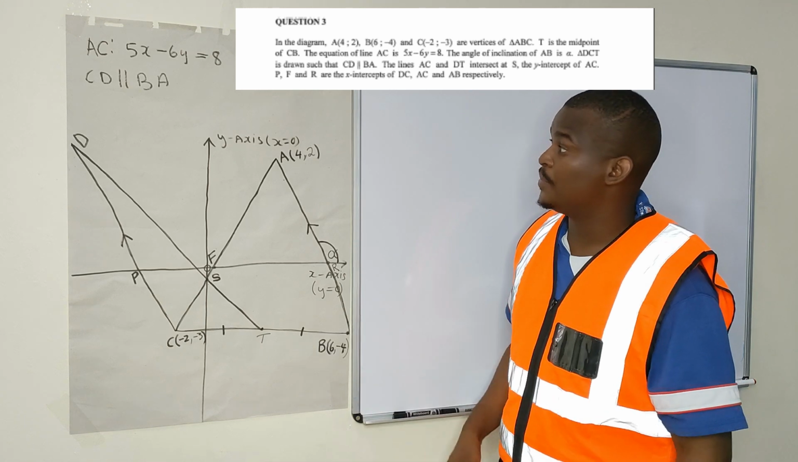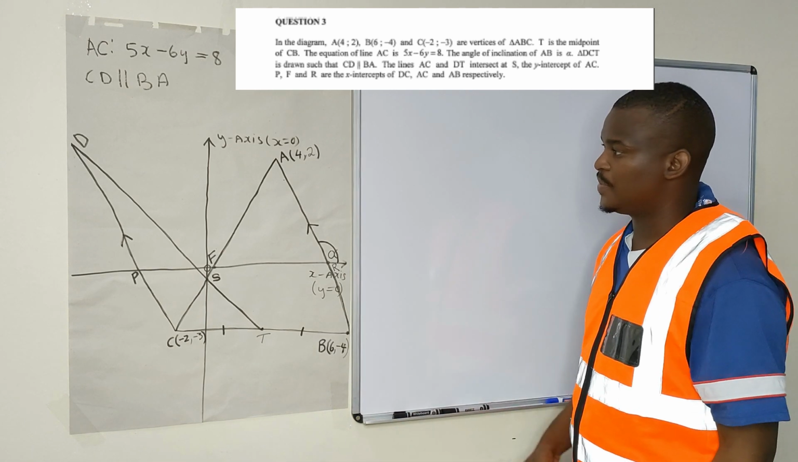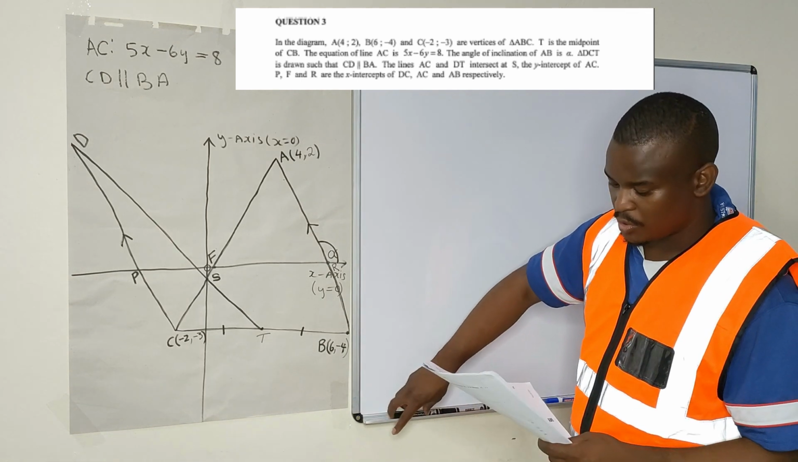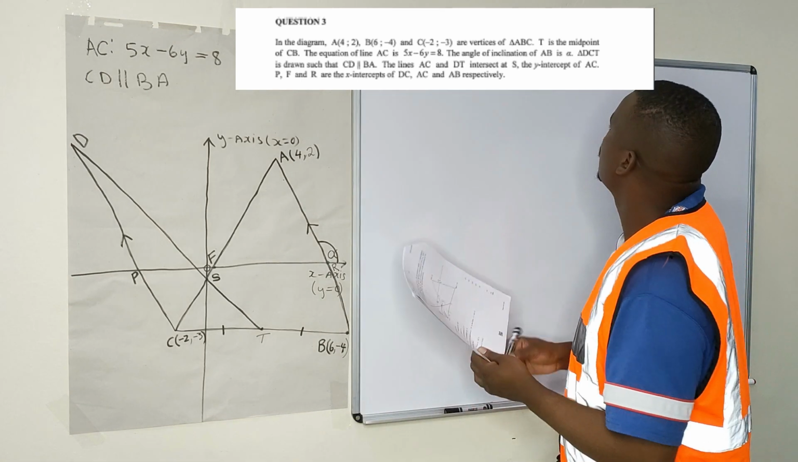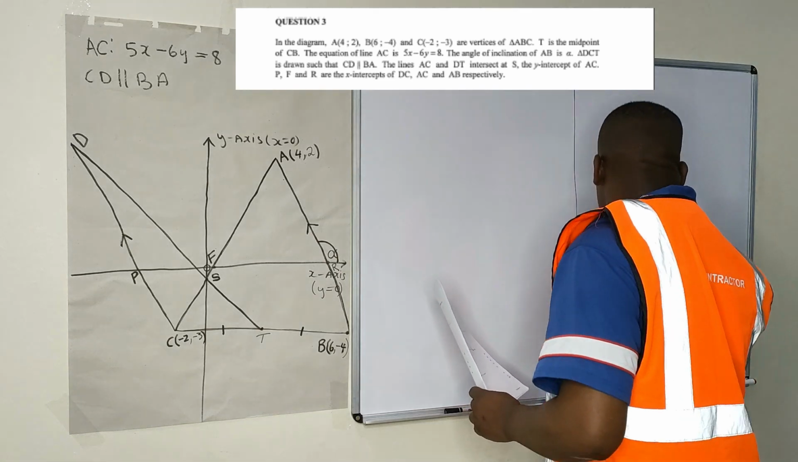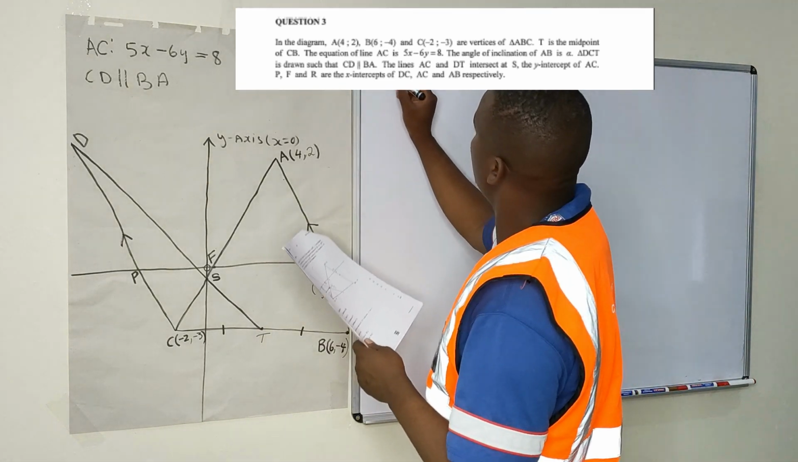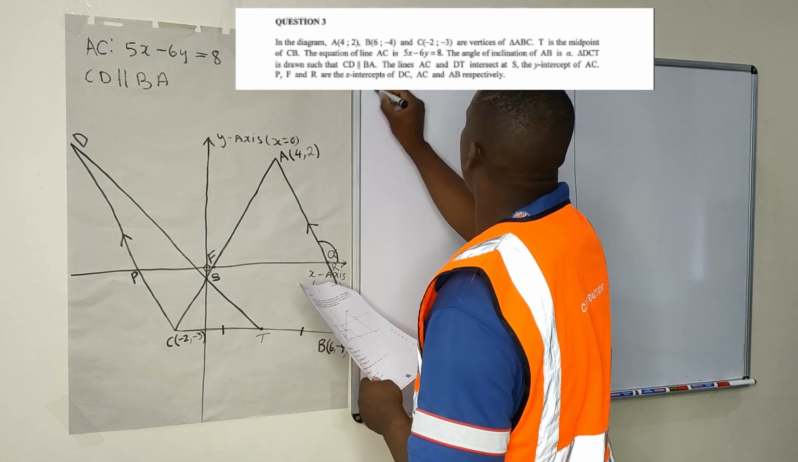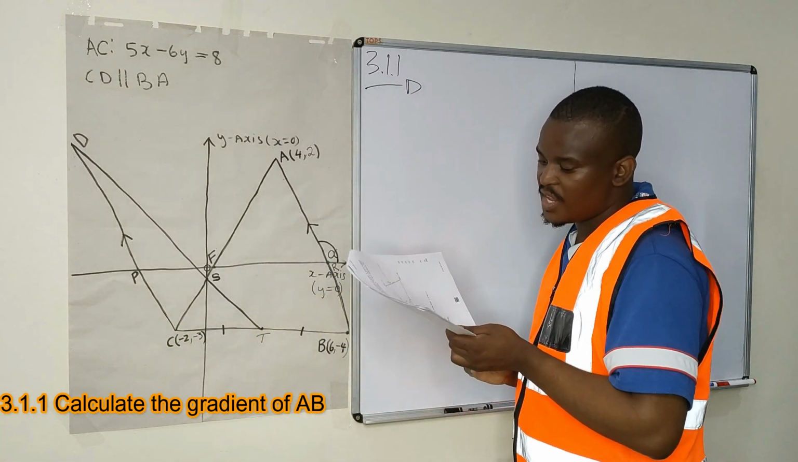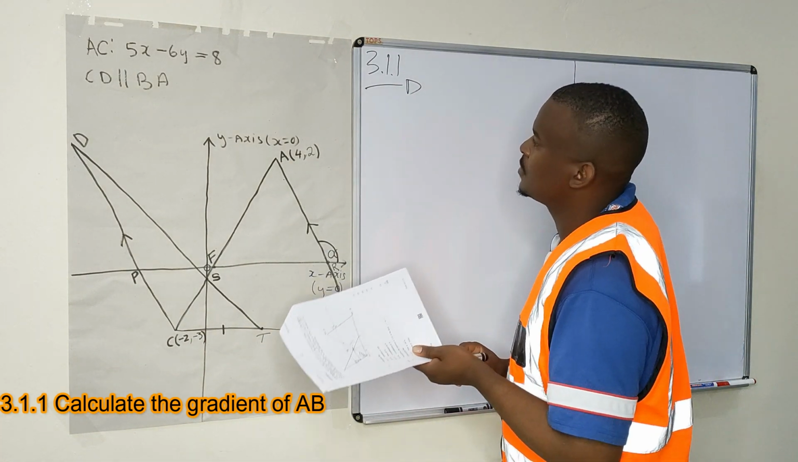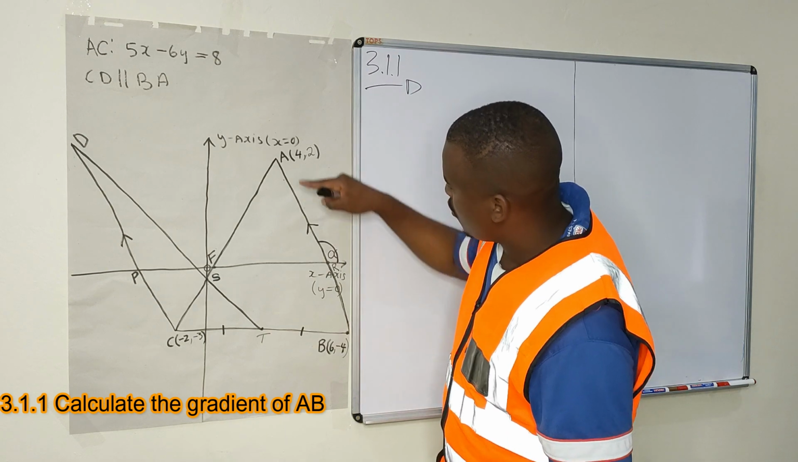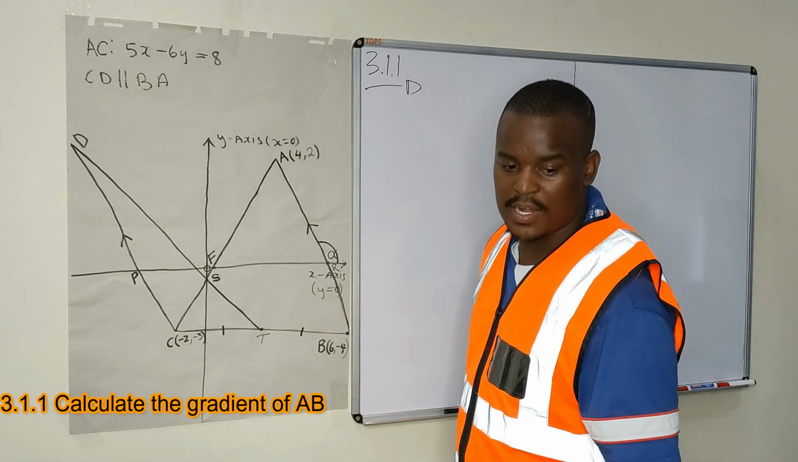This is pretty much all of it. So this is all your statement. I think I've broken it down already. So I'm going to answer the questions that follow from question 3. So 3.1.1. Calculate the gradient of AB. They want to find the gradient of AB.